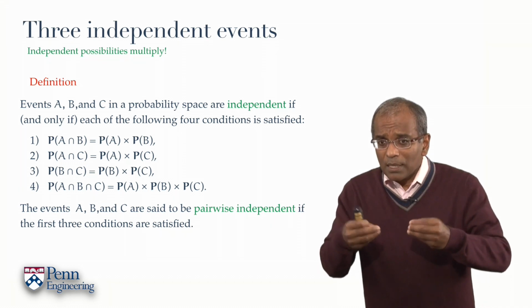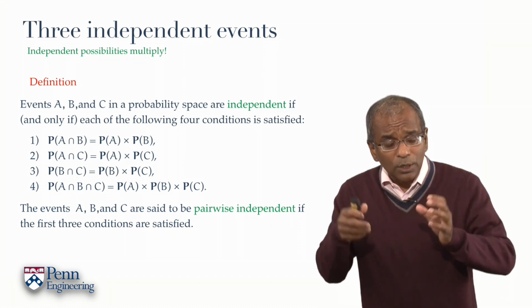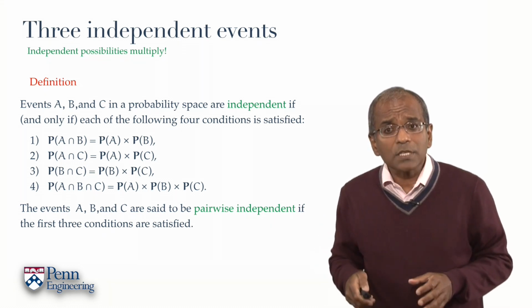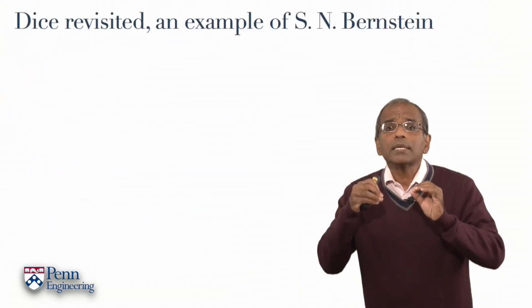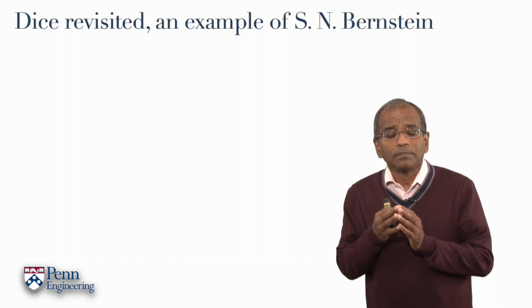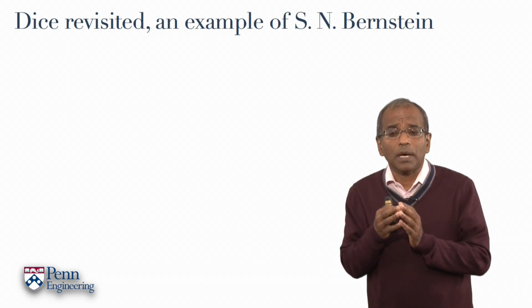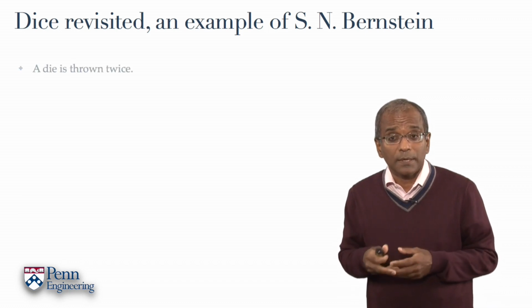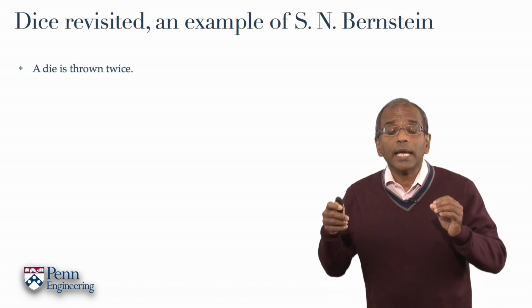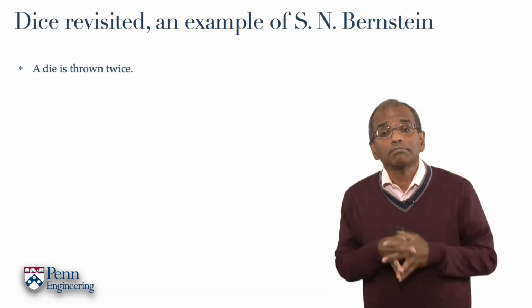Let's move on to another setting, just to settle the concepts. Again, a setting which is very familiar. Let's look at the setting of dice. Here's an example constructed by the Soviet and Russian mathematician S. Bernstein. Imagine that a die is thrown twice.